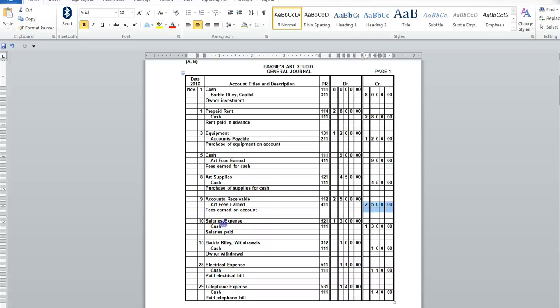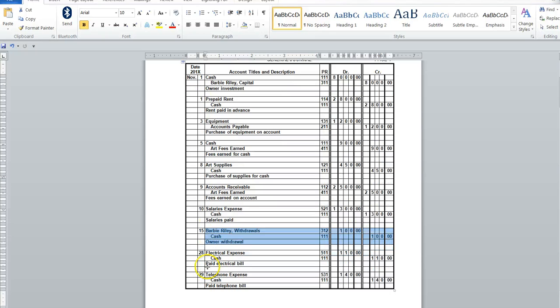If you read into the 10th, you paid your salaries for your assistants. They've already done their work, so when you pay them, you're not buying something of future value. You're paying for something that you've already used up, so you immediately record the expense. How do you add to an expense? You debit it. How do you reduce cash? You credit it. Riley took money out of the business for personal use. You're going to add to the withdrawals account. How do you add to the withdrawals? With a debit. How do you reduce cash? Being an asset, you credit it.